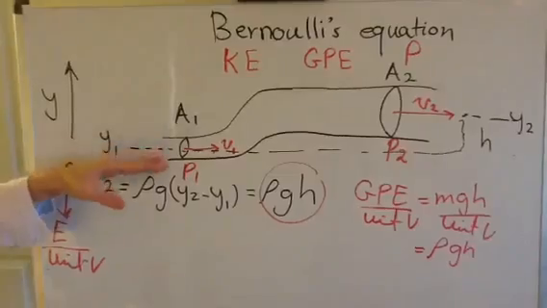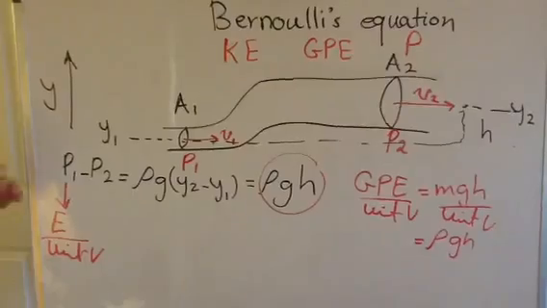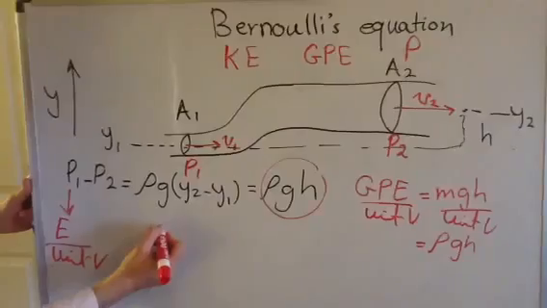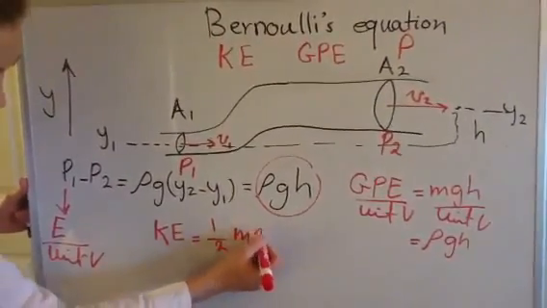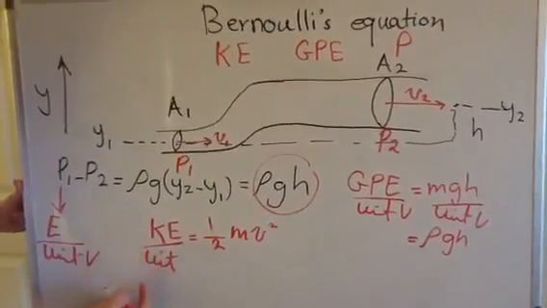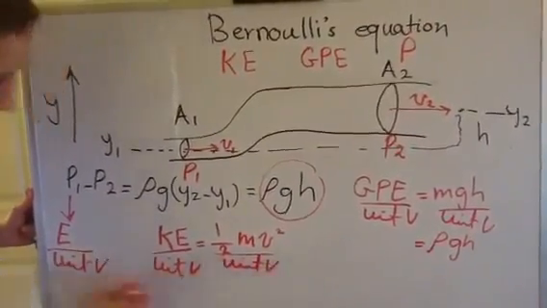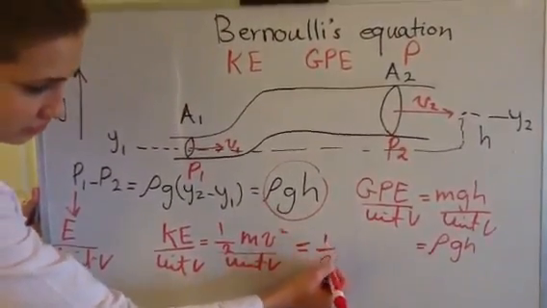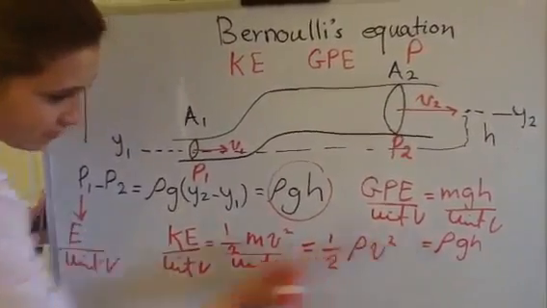If this fluid is moving with v1 and v2 velocities, then it should have kinetic energy. The kinetic energy equals half m v squared. If we divide this by unit volume, we get m over v equals rho. So it's half rho v squared.